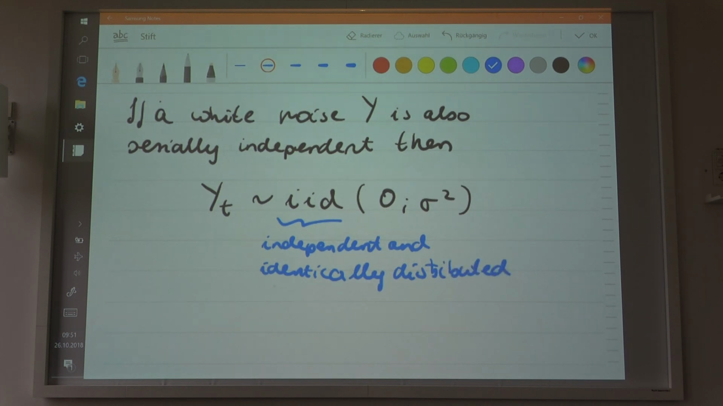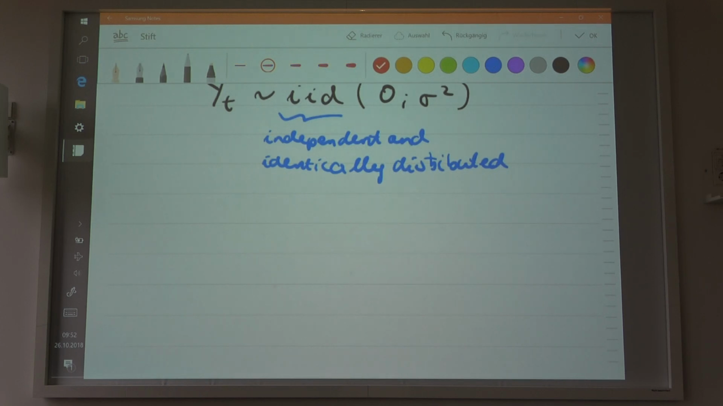And of course, if it's Gaussian, then it's also independent. So in the case that it's Gaussian, you could also write normally and independently distributed. So there's another distribution. Now, this is what the white noise is, and now I'm going to define the last one, because this is a very important expression as well.